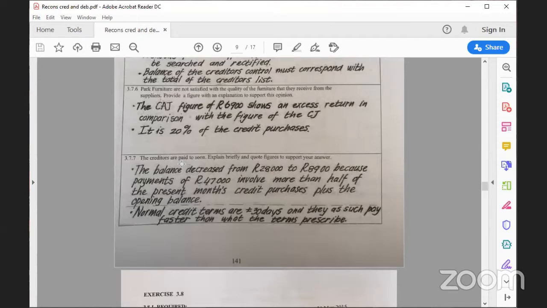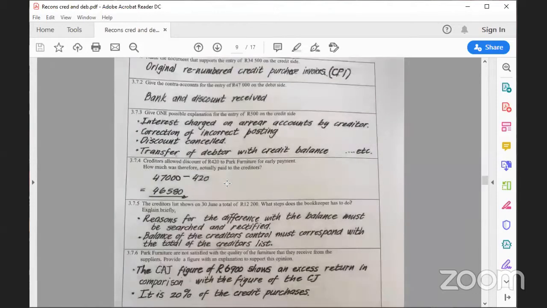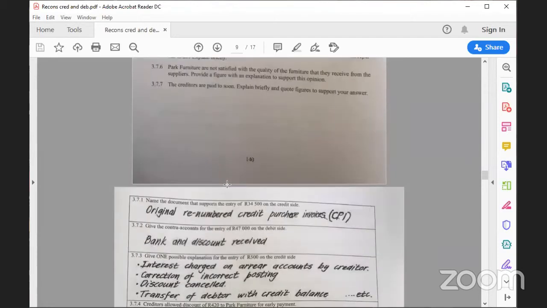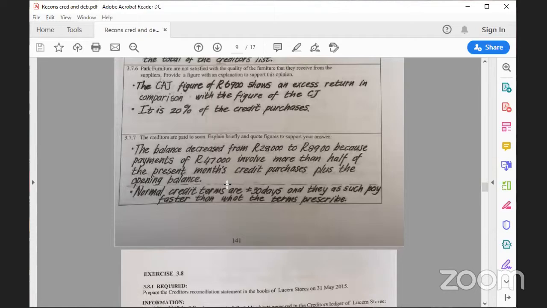Okay, the balance decreased from 28,000 Rand to 8,900 because payments were made of 47,000 Rand and it involved more than half of the present month's credit purchases plus the opening balance. Normal credit terms are 30 days, and they as such pay faster than what they described. Okay, so basically it just says that we pay faster than what we should have paid. Normal credit terms are 30 days.